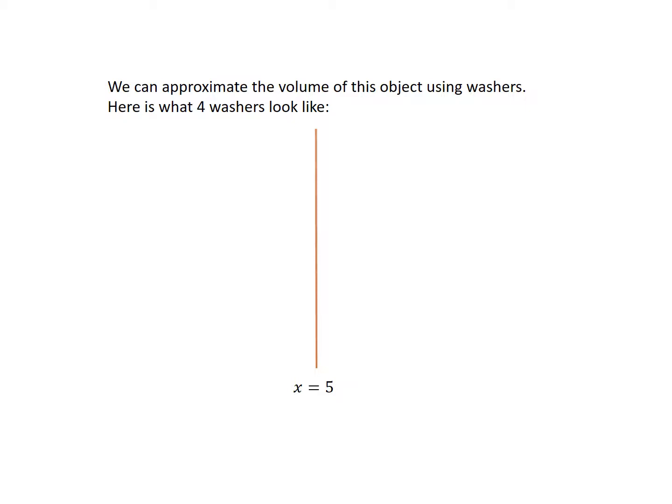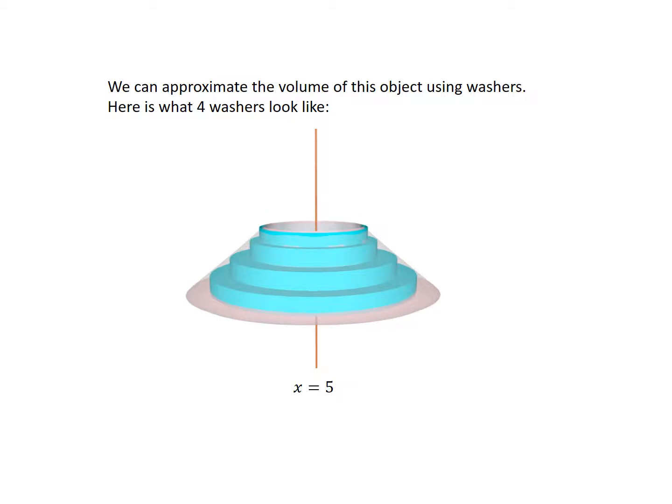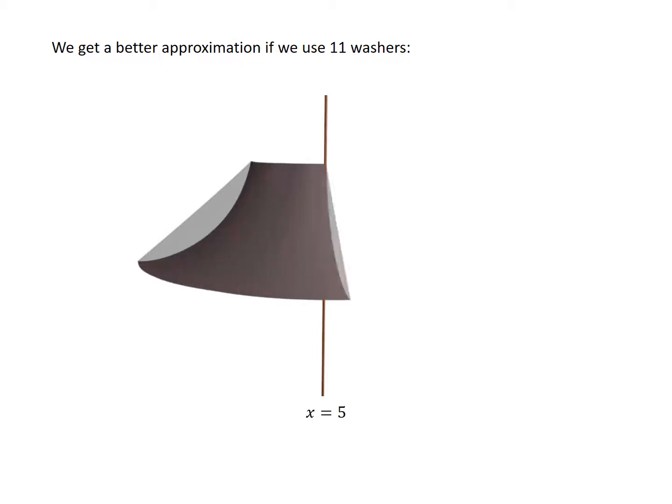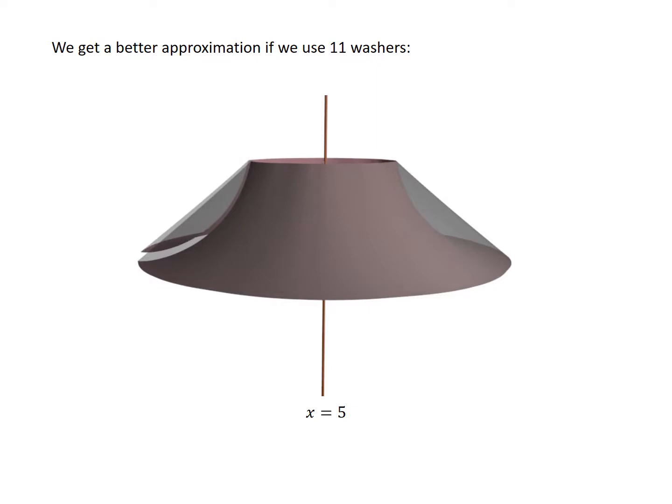Okay, so we want to approximate the volume of this object using washers, and I can see what it looks like for 4 washers, and if I like, I could add up the volume of each of these washers and I'd get a very crude approximation to the volume of the solid. We get a better approximation if we use more washers. So here I have this with 11 washers.